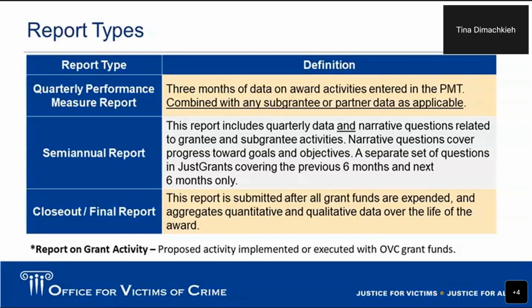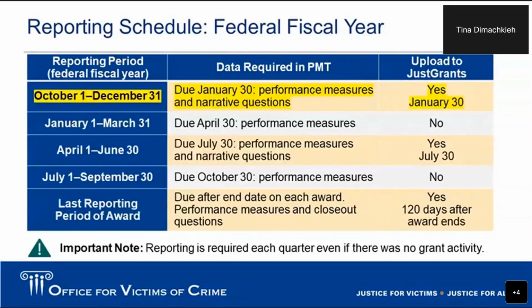You're required to report from the start date of your award. So if your award started between October and December, you have a requirement to report in January on a quarterly and semi-annual reporting basis. Here's the reporting schedule.